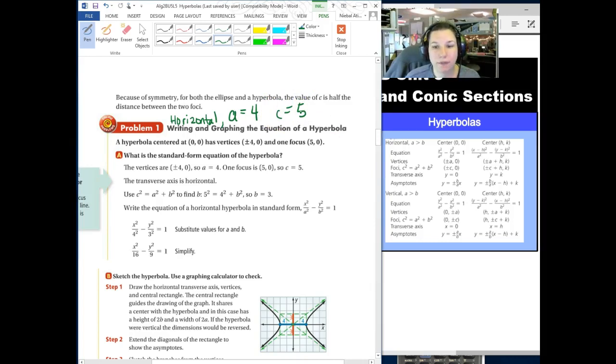So what's missing, if I want to write the equation, I need a and b. They gave me a and c, but I can find b using that c squared equals a squared plus b squared. So 5 squared is 25, 4 squared is 16. So 3 equals b. Okay, and then you can substitute into your equation. It's horizontal, so it's x squared over a squared minus y squared over b squared equals 1. Our a was 4, so 4 squared is 16. Our b we just found is 3, so 3 squared is 9. There's your equation.